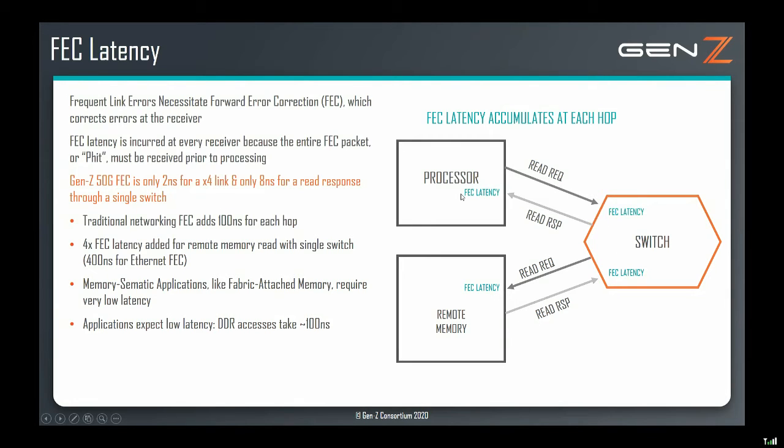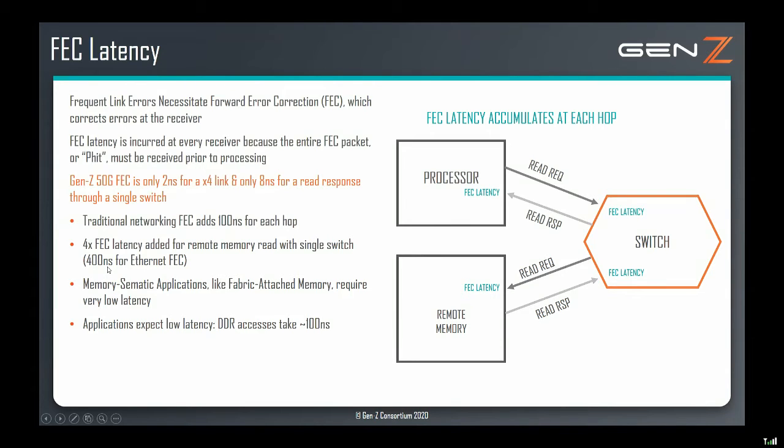So when you look at traditional Ethernet, that latency is 100 nanoseconds. And applications are used to seeing DDR style of latency, which would be 100 nanoseconds. So if you have 100 times 4, 400 nanoseconds for your FEC latency, on top of your 100 nanosecond DRAM latency, now you're talking about 400 nanoseconds. And that's not even including switch latencies. So that solution was not going to work for Gen-Z, for memory semantic applications. They're very sensitive to latency.